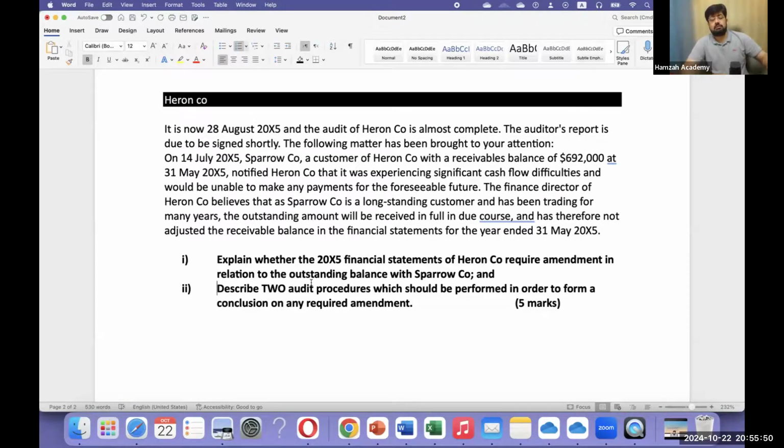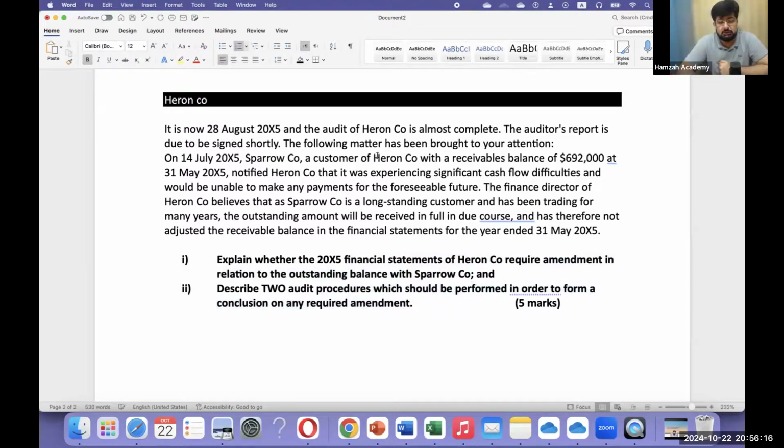Now, you see, the requirements are the same: whether the financial statements require amendment. You should be able to understand what they're asking, amendment related to the balances. So it is about the subsequent event, and two audit procedures.